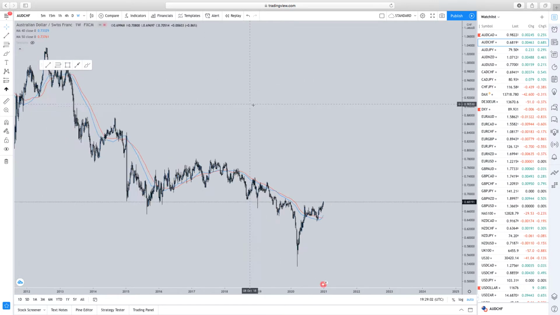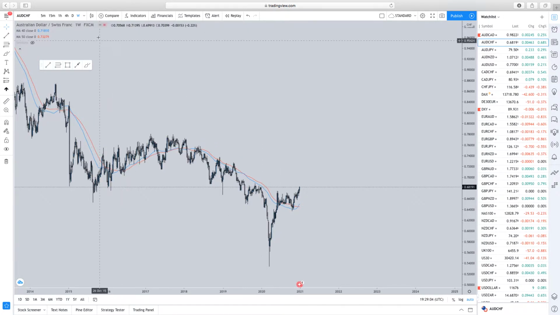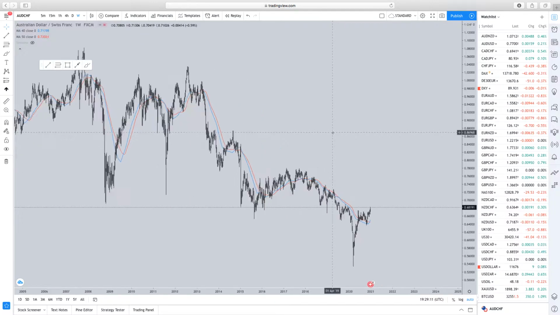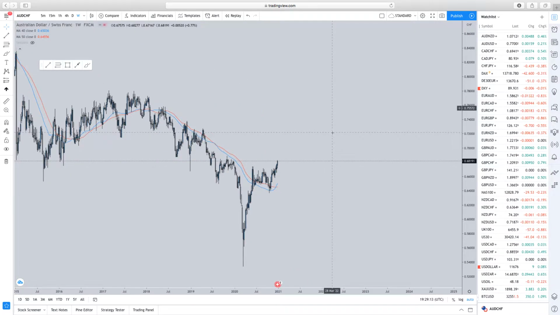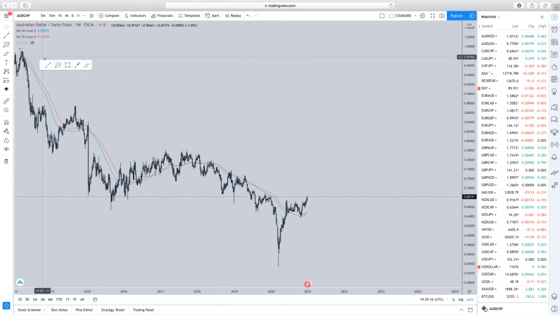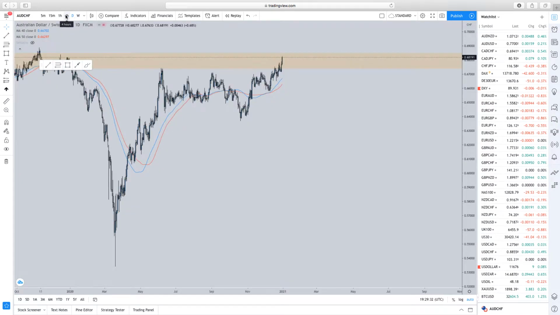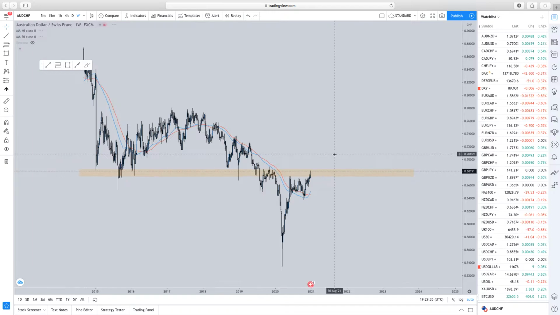AUD Swissy. I'm not really sure about this one now. It's at a major support and resistance, so I would probably wait to see what happens here. I can't see any key moves at the moment anyway.